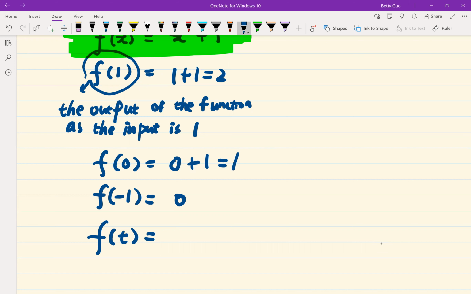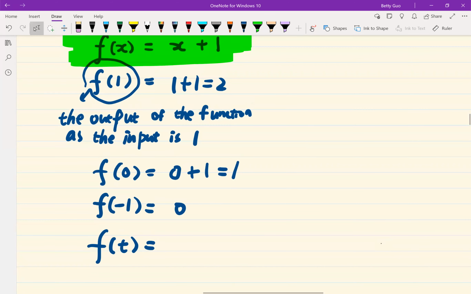Okay, when the input is x, look at the green. When the input is x, output is x plus 1. When the input is 1, output is 1 plus 1. As input is 0, output is 0 plus 1. As input is negative 1, output is negative 1 plus 1. What's the output when the input is t?